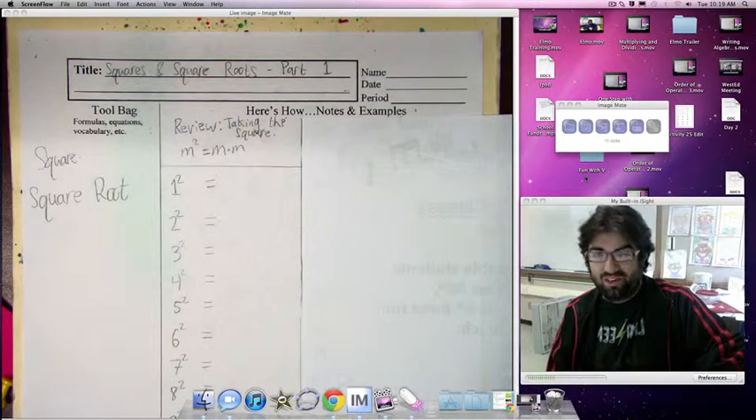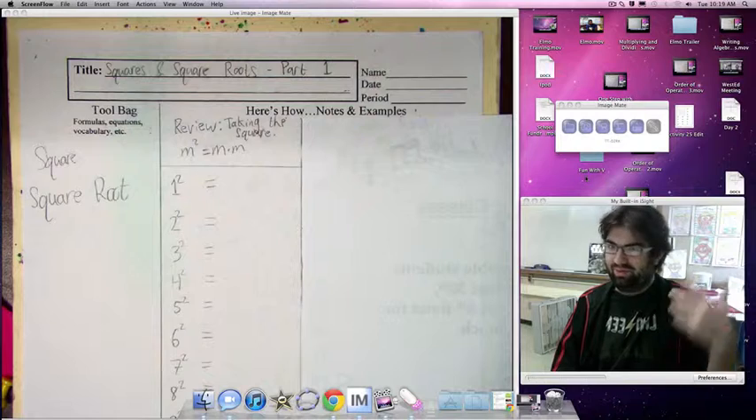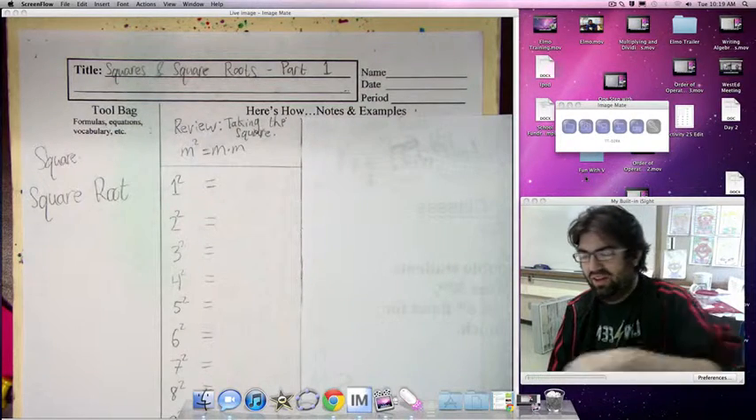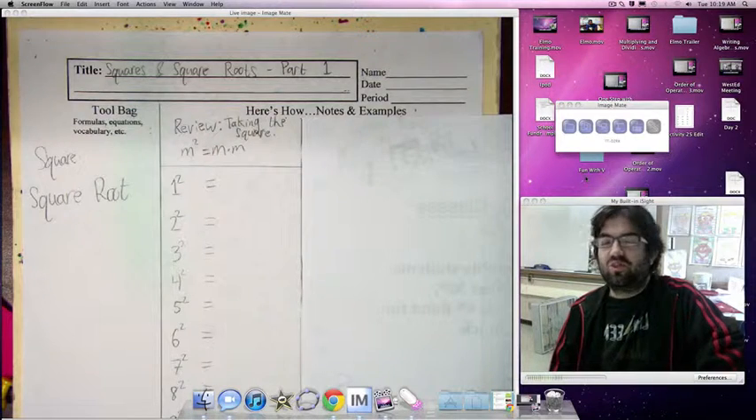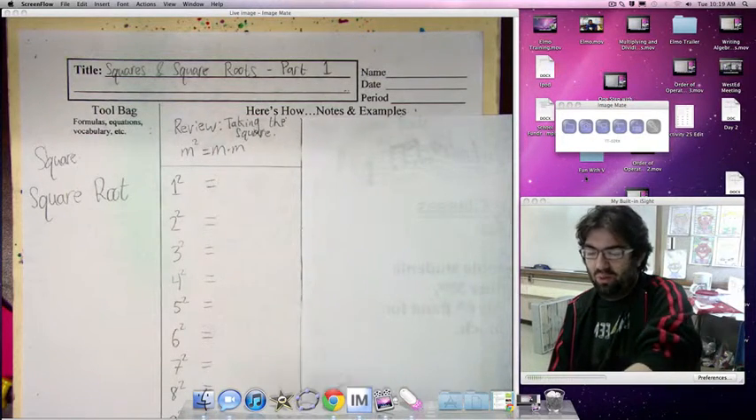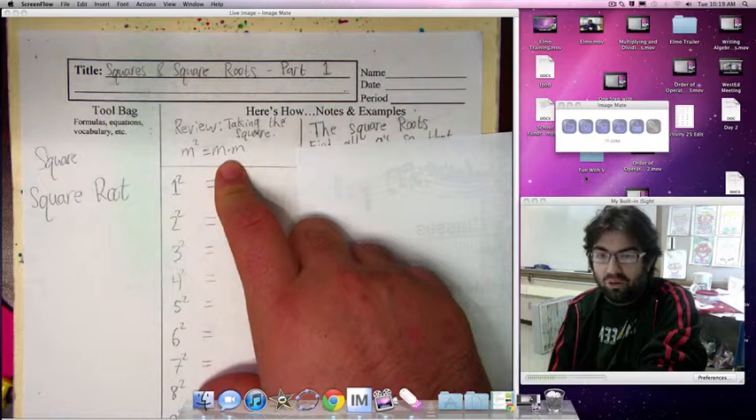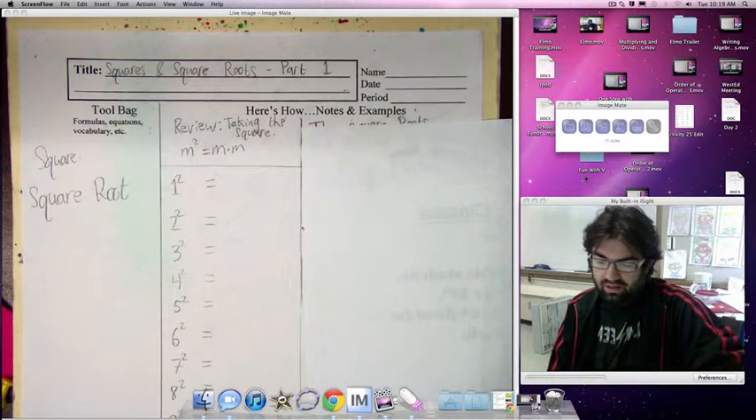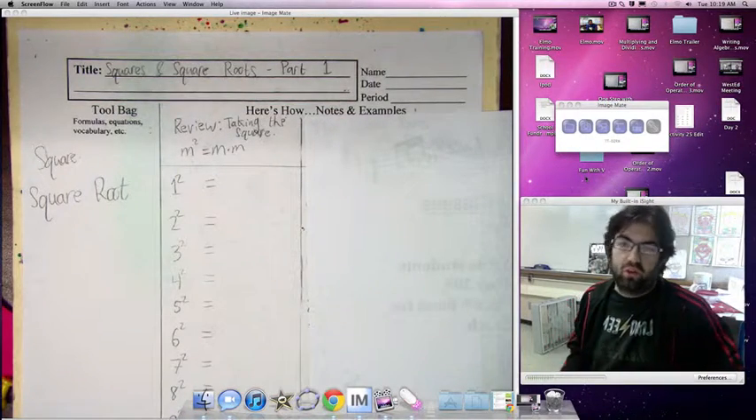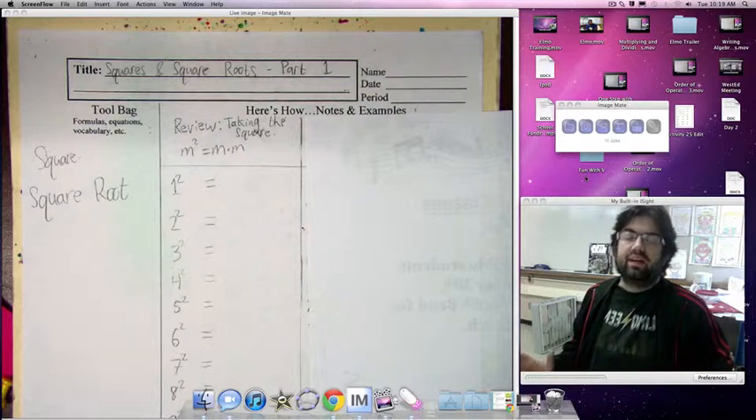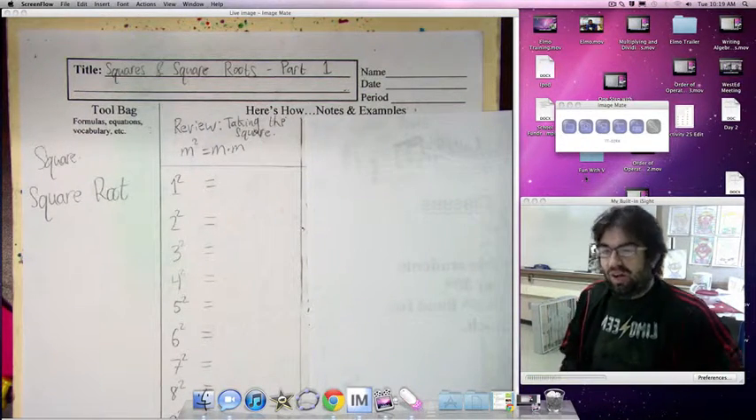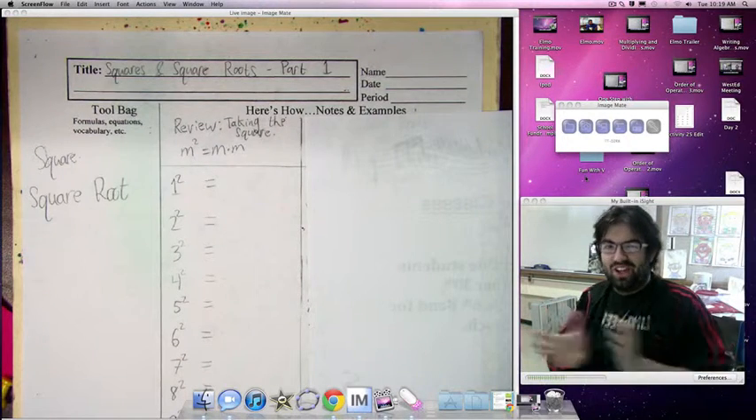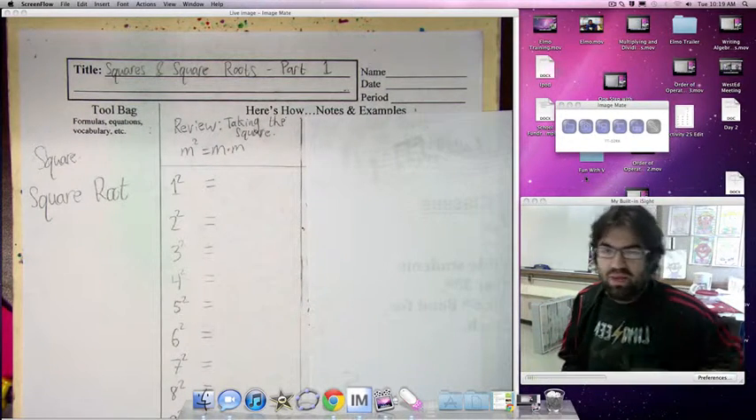Here we go. First off, before we do square roots, we need to know, what do I mean by taking the square? Review, taking the square. Taking the square of a number is just saying, what is that number times itself equal? And that's written as m squared. So whenever I see m to the second power, you don't say m to the second power. You say m squared. How come, Mr. V? Well, that's a great question. That's on the next page.